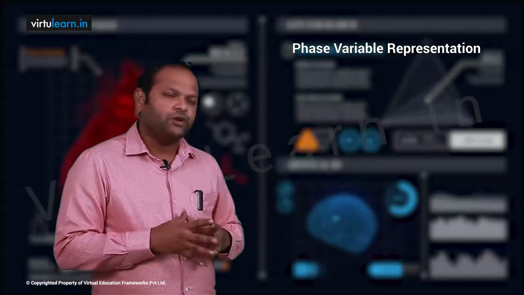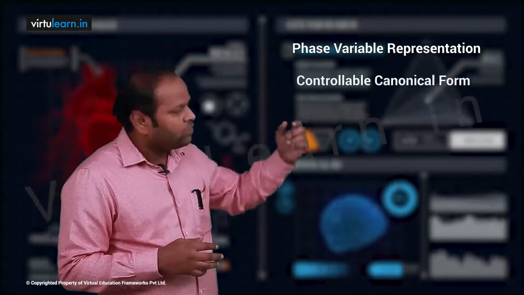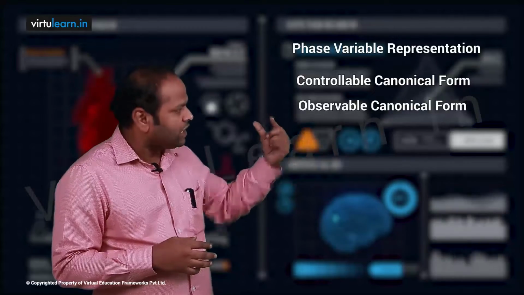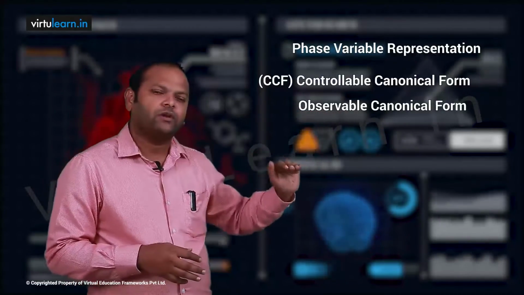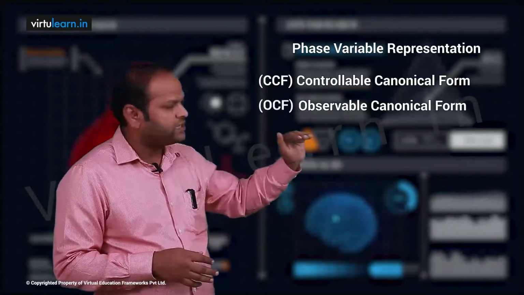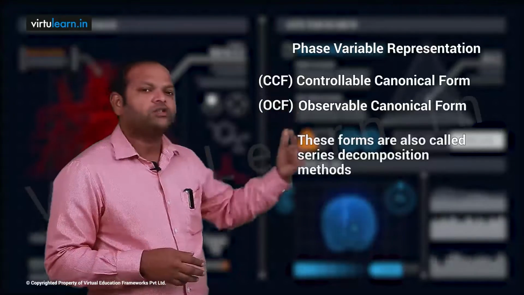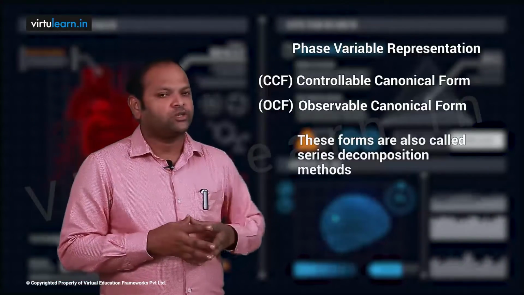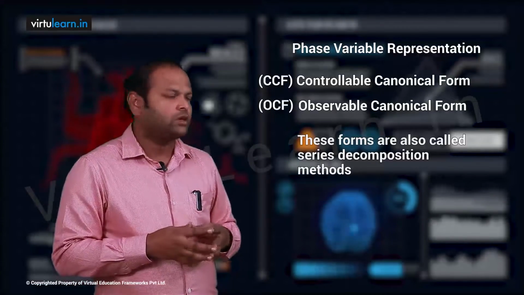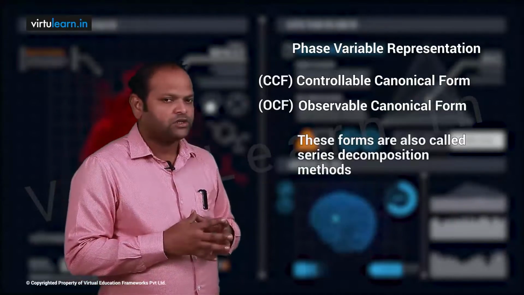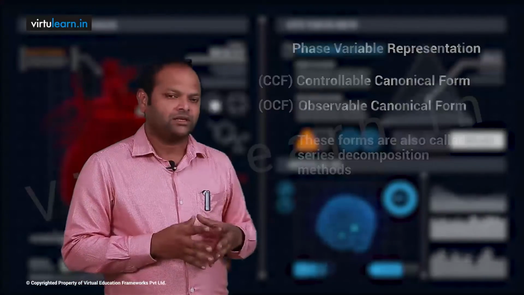Again, in phase variable there are two types. One is controllable canonical form, the other one is observable canonical form. The very famous terms are CCF, controllable canonical form, and OCF, observable canonical form. These two forms are also called series decomposition methods, because we are going to connect all the integrators in series in both the canonical forms. Therefore it is also called series decomposition methods.